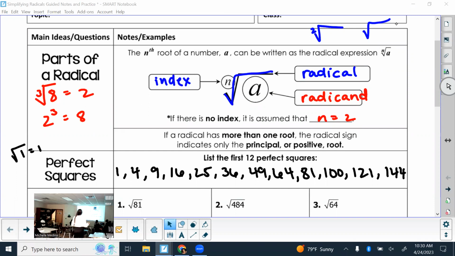So 1, 4, 9, 16, 25. What's the square root of 25? What's the square root of 36? Square root of 49? Square root of 64? Square root of 81? Square root of 100? Square root of 121? And square root of 144. Okay, good.